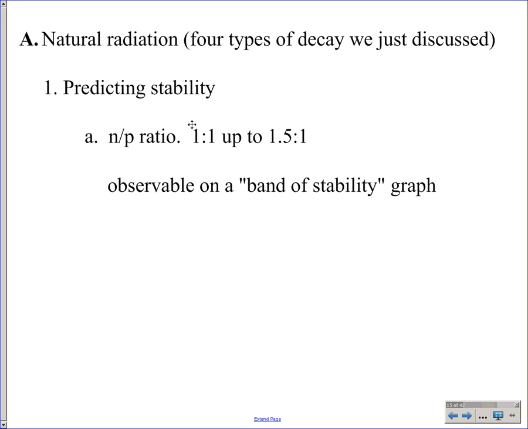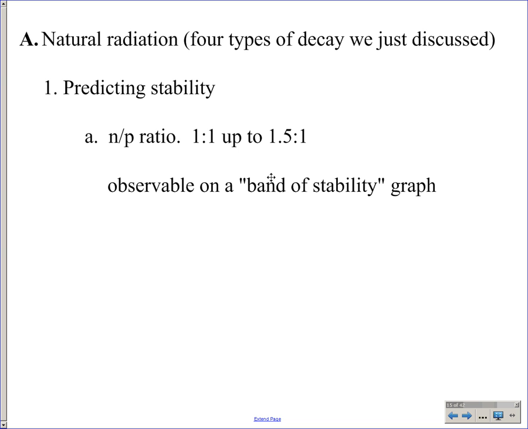So when assessing the stability of a nucleus, you're primarily looking at this proton to neutron ratio. And the ratio is going to be 1:1 up to 1.5:1. So it's neutrons 1, protons 1. So for every 1 neutron, there's 1 proton. Or for every 1.5 neutrons, there's 1 proton. And we know there can't be 1.5 neutrons, but this is just the relative ratio.